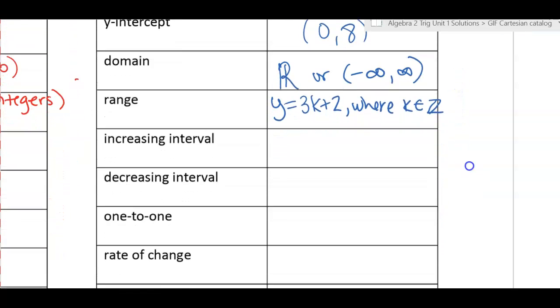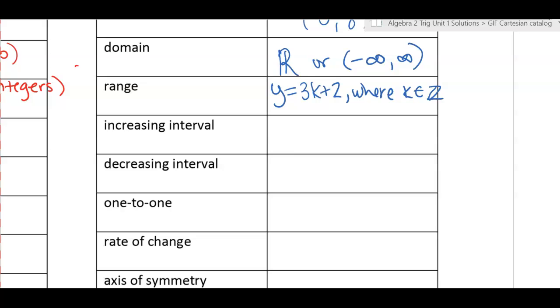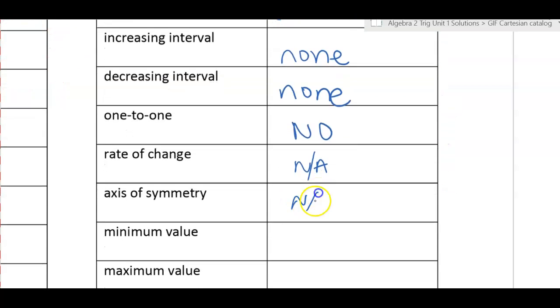All right, increasing interval and decreasing interval, none, okay? Our steps are constants. Is it 1-to-1? No, these will never be, right? Those horizontal steps are violating all of those rules that we set up for that. Our rate of change and axis of symmetry are something we don't study for this function.